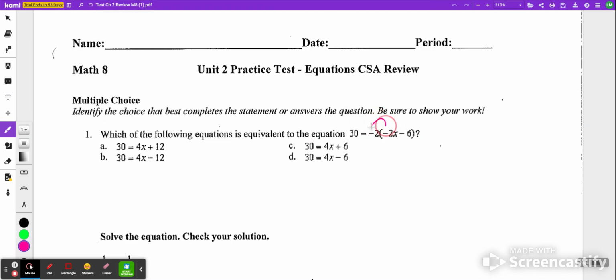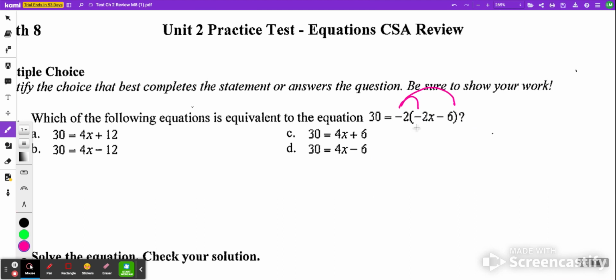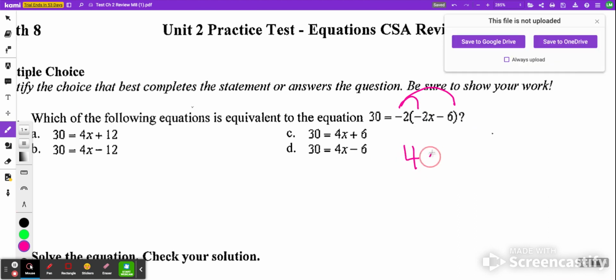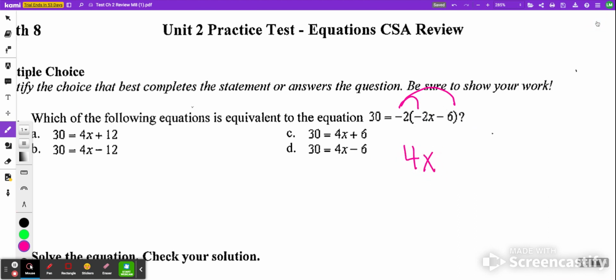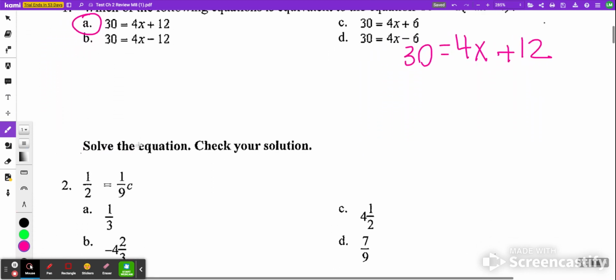The first one we're going to do is distribute this negative 2 to the negative 2x and the negative 6. So negative 2 times negative 2, that is 4x. And negative 2 times negative 6 is a positive 12. Then we just decide which of the following equations is equivalent to that. That should be option A. 30 is equal to 4x plus 12.